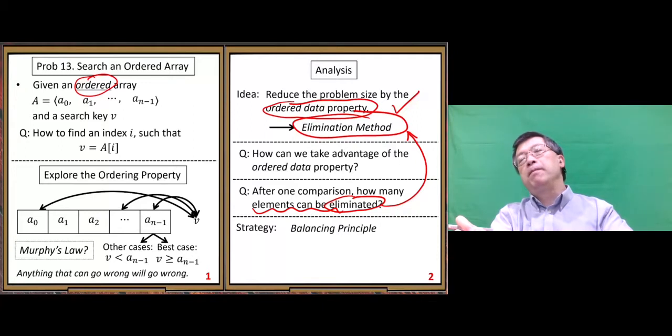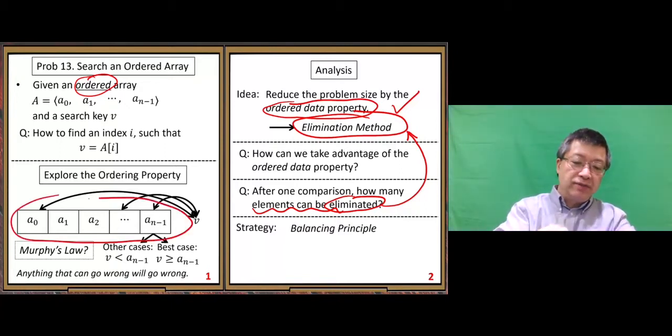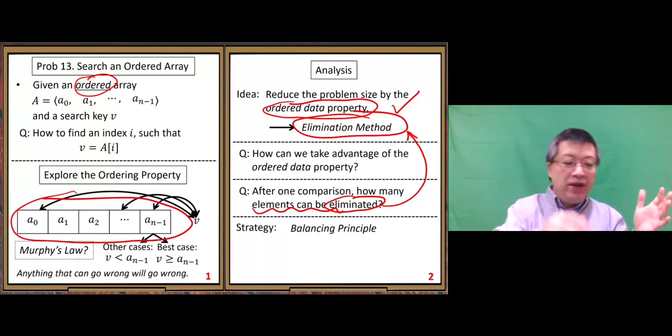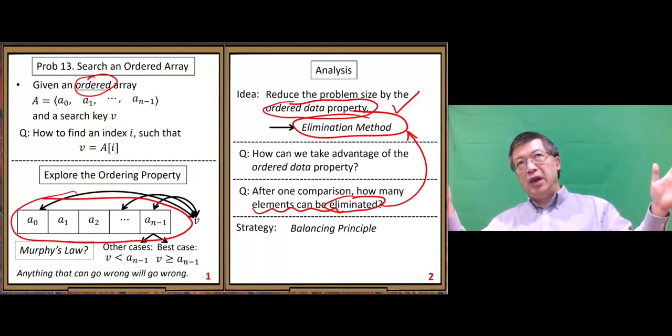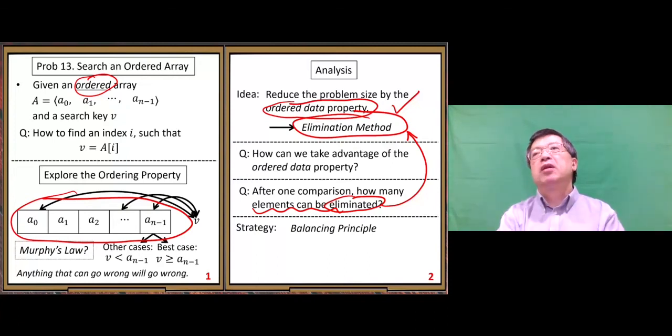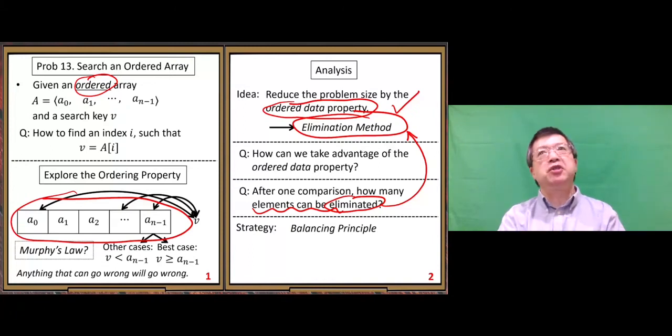The balancing principle. So what's that? When we make a decision, many times we have many different choices. Which choice is usually the best based on the balancing principle? The most balanced choice is the best. The most balanced choice is usually the best, according to the principle.